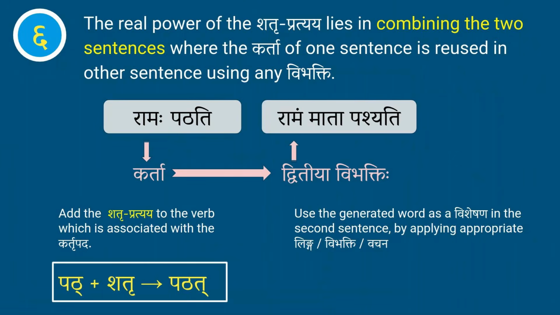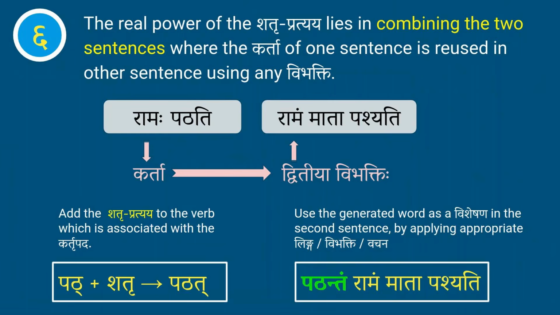Since the word Rama is used in the Pullinga Dvitiya Ekavachana in the second sentence, therefore the word pathat will also be used in Pullinga Dvitiya Ekavachanam, thereby giving Pathantam Ramam Mata Pashyati as a combined sentence. Observe that we have captured the meaning of both the sentences together in this new sentence.